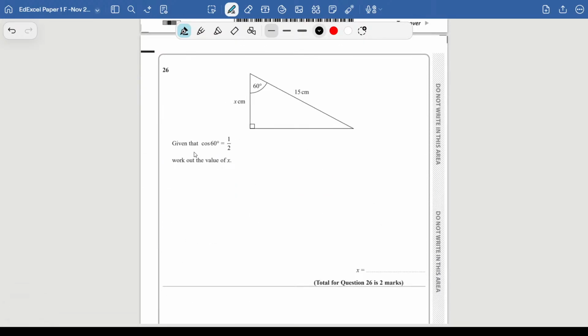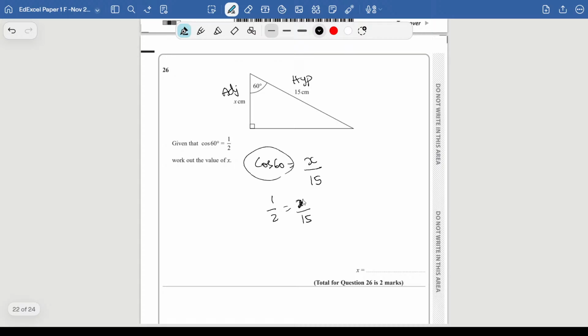The next question says it's given that cos 60 degrees is half. Work out the value of x. So for this right triangle, for the angle 60 degrees, this is the adjacent side and this is the hypotenuse, and it's given the cos. So we are using the cos of the angle here. So cos 60 is the adjacent over the hypotenuse. Cos 60 is half, so we replace this with half. This is x over 15.